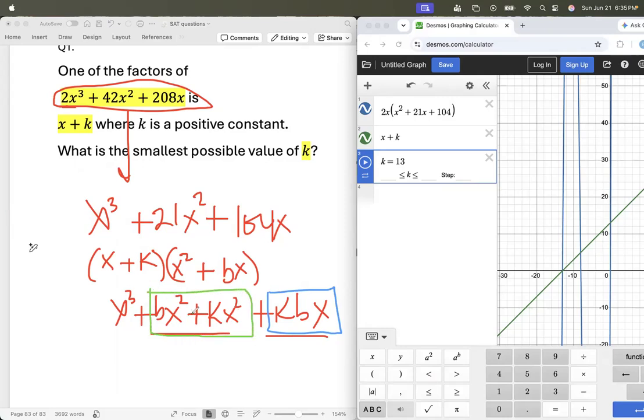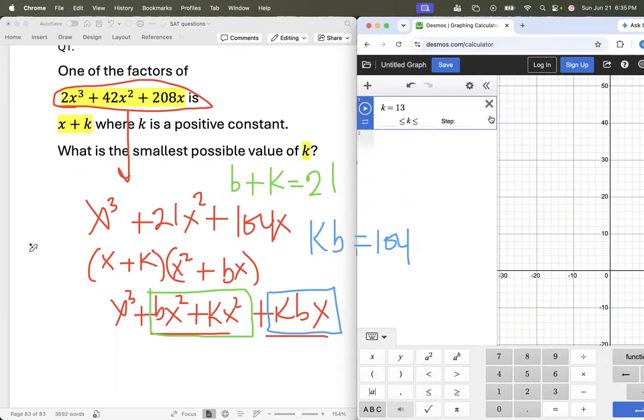What can you do? Just equate them. So the x squared, this is the same thing as what? b plus k. b plus k is equal to what? 21. Here, this is the x squared coefficient. And then the next one is kb. kb is equivalent to 104. So I have k times b is 104. And then you can use DESMOS, or you can try to do algebra. But DESMOS is another way to solve this.